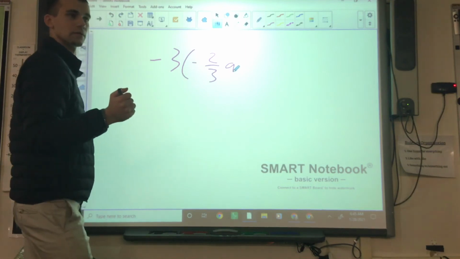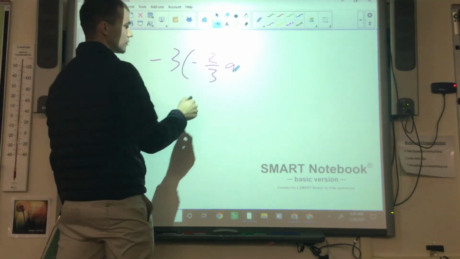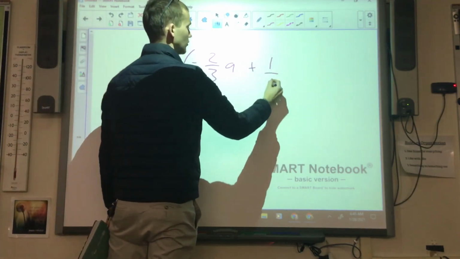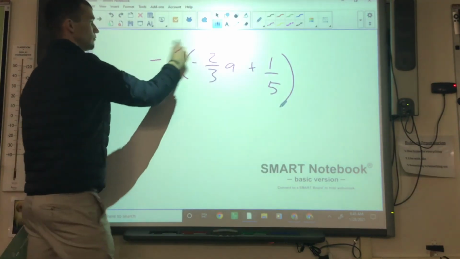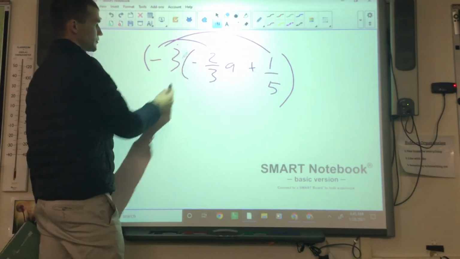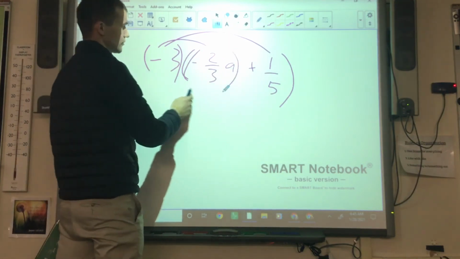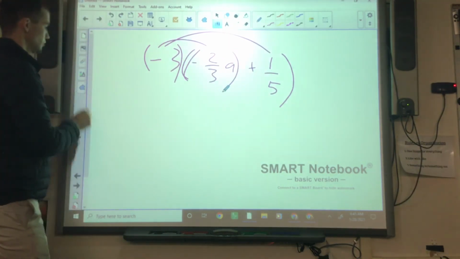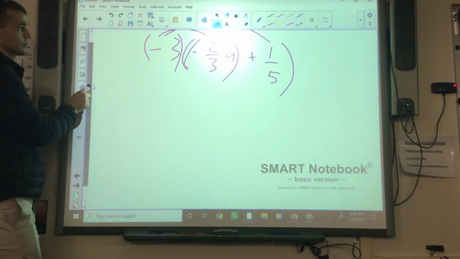Okay. So mine is that number A plus 1/5 plus 1/5. Okay, so it works out in a similar way. We're going to start off here. I'm going to put parentheses around this and around that, just so that I remember to always keep using my parentheses.